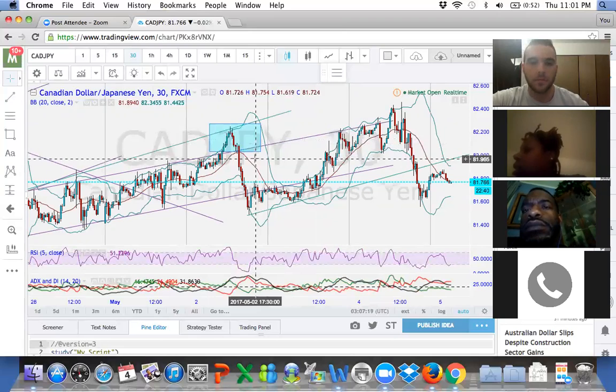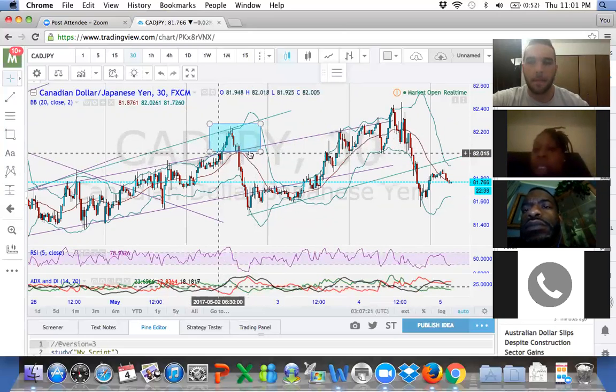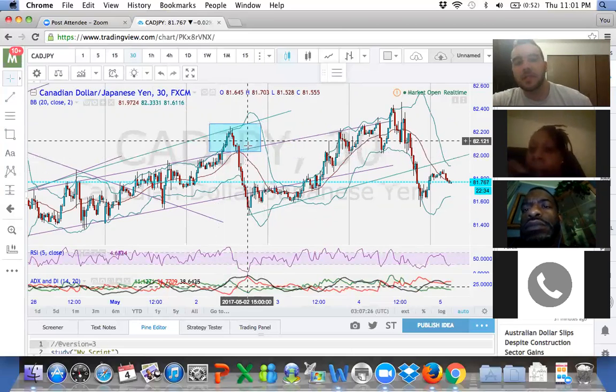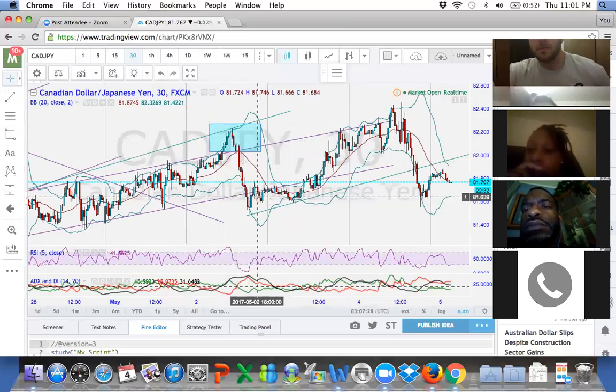Gotcha. So you move your stop loss down. Correct. And then the other one, you just continue to move your stop loss down as much as you want. But the first one, I normally take profit between 30 and 50 pips.